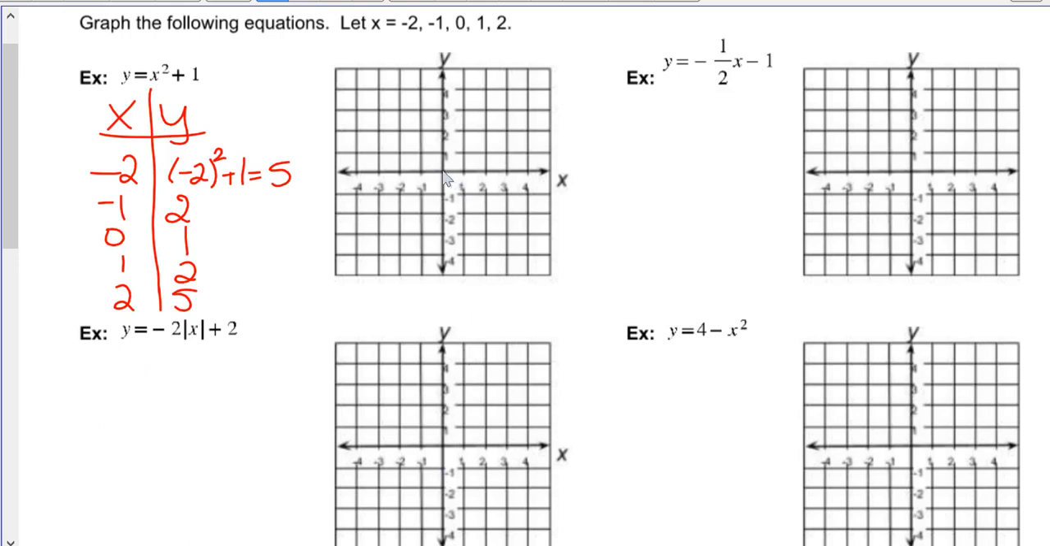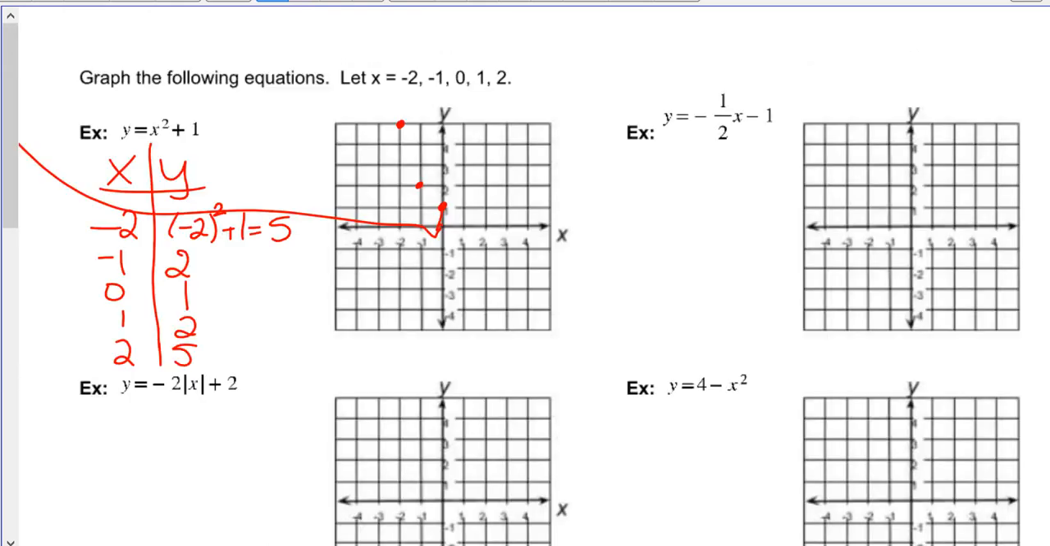All right, so if I want to plot -2, 5, in the x direction, -2, up 1, 2, 3, 4, 5, that gives me this point. -1, 2 gives me this point. From 0, we're going to go up 1, gives me this point. Okay, then I end up going from the origin, over 1 and up 2.